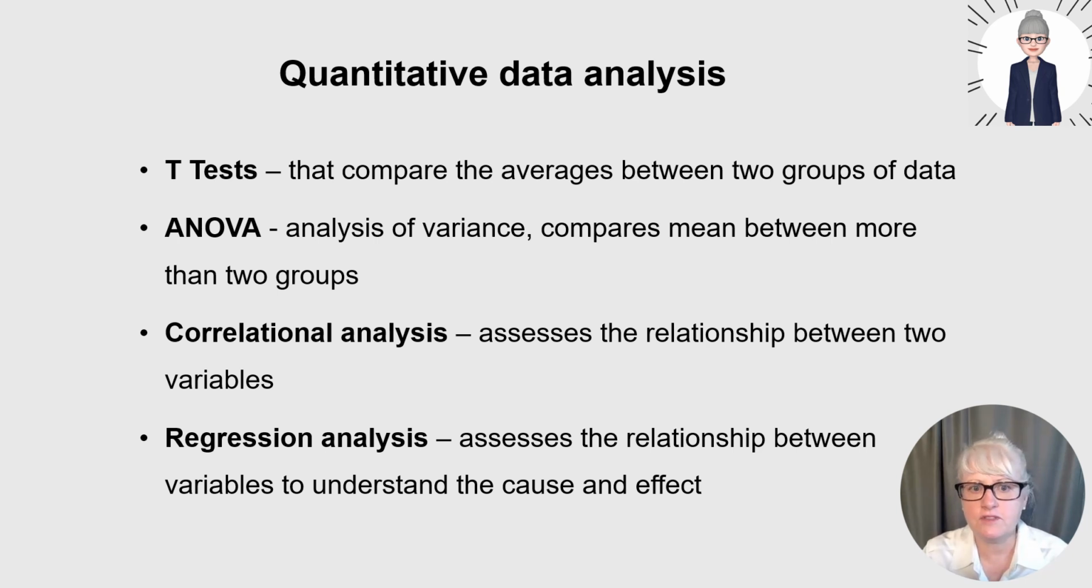If you see a t-test in a paper, they are comparing the averages between two groups of data. ANOVA is the analysis of variance, so it compares means between more than two groups. Correlational analysis assesses the relationships between two variables, and this is what researchers did in the open access paper. They compared mortality rates and staffing levels. We've also got regression analysis, which assesses the relationship between variables, so like correlation analysis, but it goes that step further to understand cause and effect.